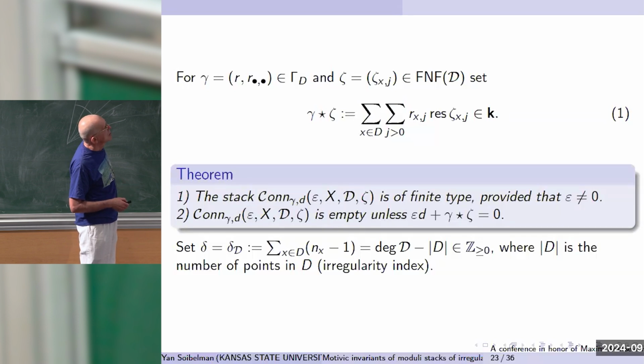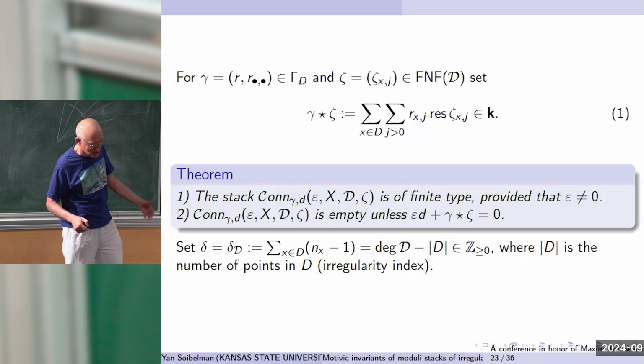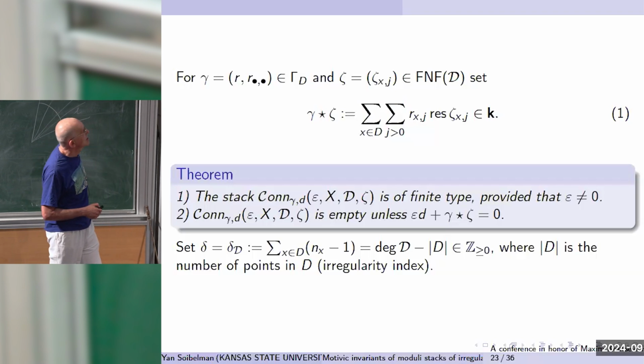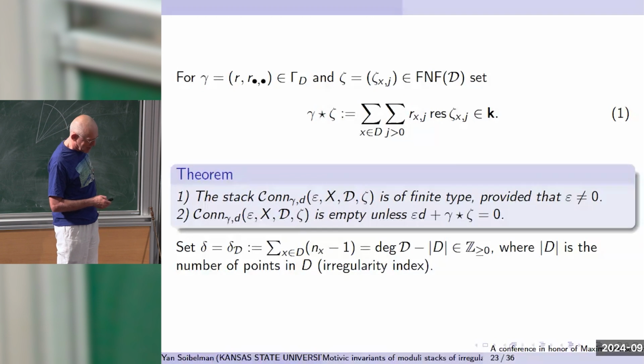Good. Now, let's introduce the irregularity index. Remember that n_x were the coefficient multiplicities of my divisor. And so if they are all equal to 1, which means I deal with the regular singular case, then the irregularity is equal to 0. But in general, it's some delta.